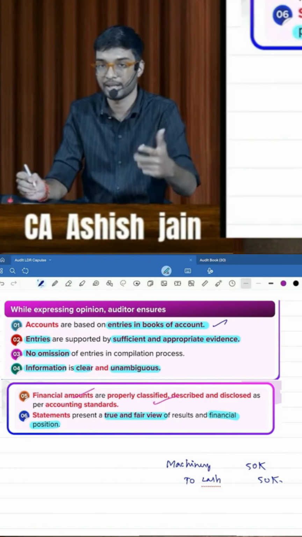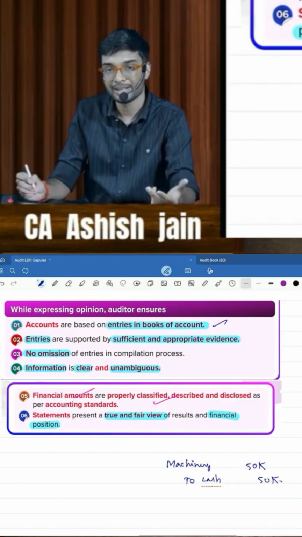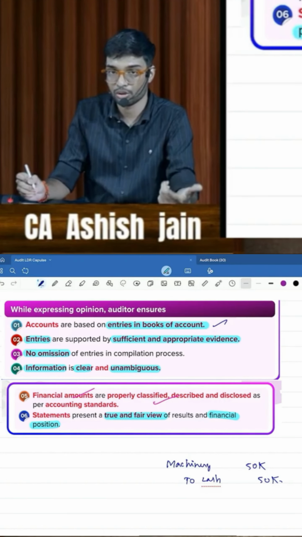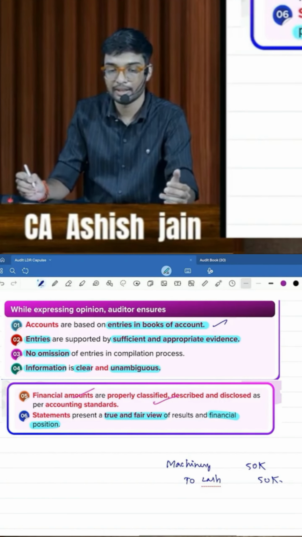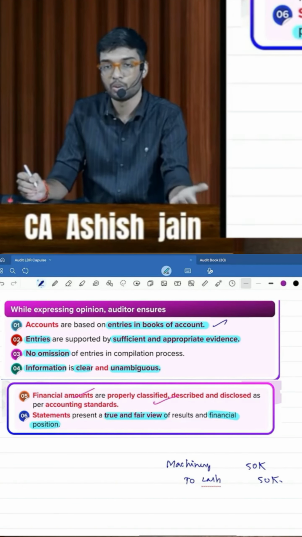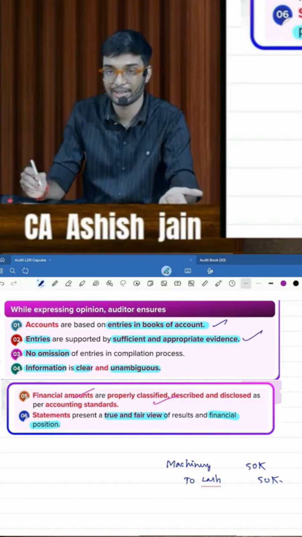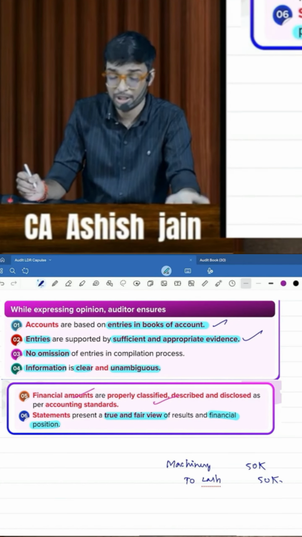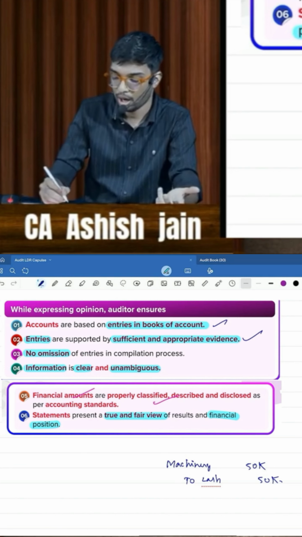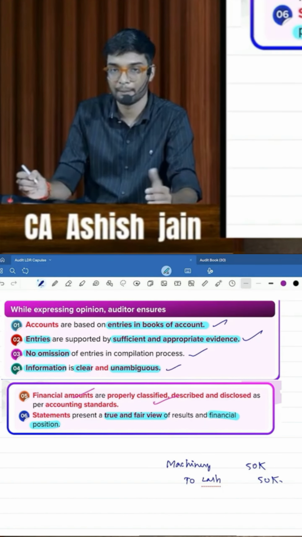Management would definitely have passed it in the books of accounts. On what basis would management have passed the entry? Definitely they would have some invoices, based on which, if they have purchased some property, plant and equipment, they would have recorded the entry. So that invoice is nothing but sufficient appropriate audit evidence. An auditor should not omit this entry, and information should be clear and unambiguous.